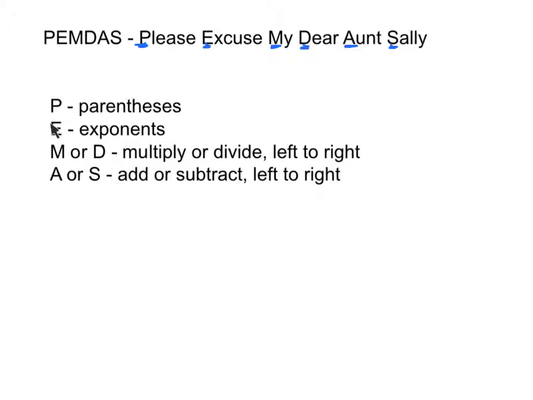Next come exponents. And then, this is tricky, it's multiply or divide first, whichever comes first left to right. Multiplying and dividing are essentially the same operation and are given equal weight. So whichever comes first left to right, multiply or divide is what we do. And same goes for adding and subtracting. As we get into higher math, negative numbers, we find that adding and subtracting are very, very related. And those also are done whichever comes first, left to right. So those are the order of operations.